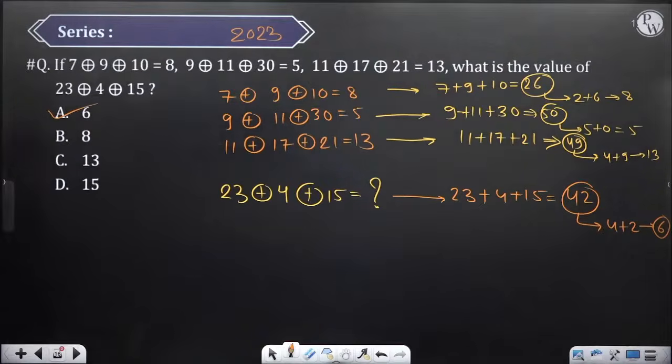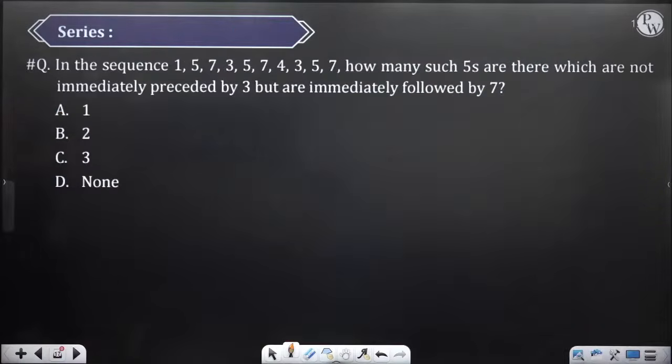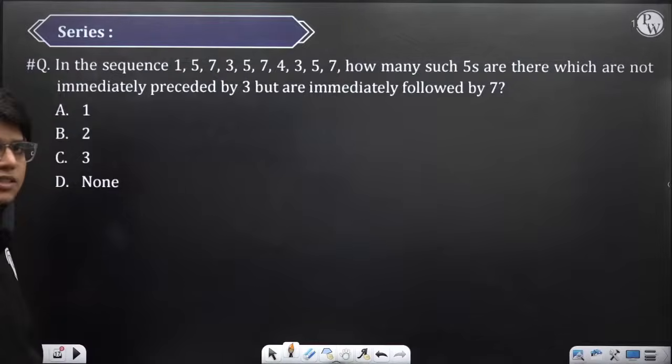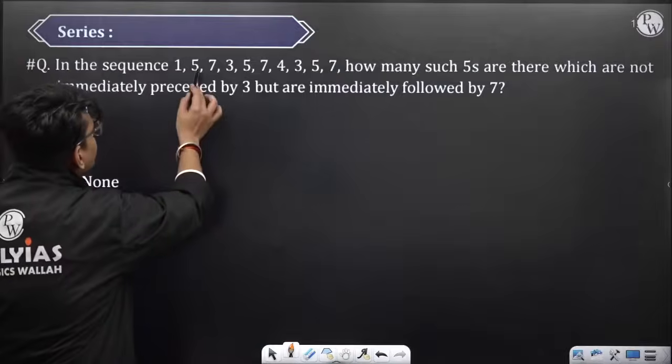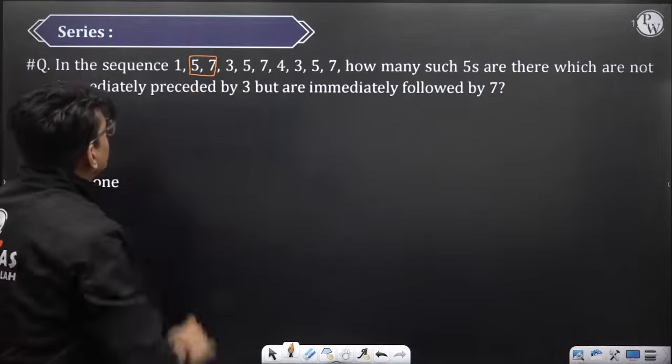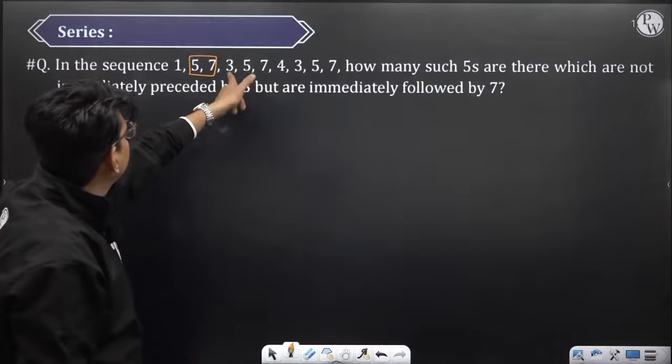Next question is from numeric series. This is one of the other type of question. In the sequence 1 5 7 3 5 7 4 3 5 7, how many such 5s are there which are not immediately preceded (preceded means it comes before the number) by 3 but are immediately followed by 7? This 5 is followed by 7 and there is no 3 before this. So this is one pair, right? We can't take this 5 because here 3 is before 5.